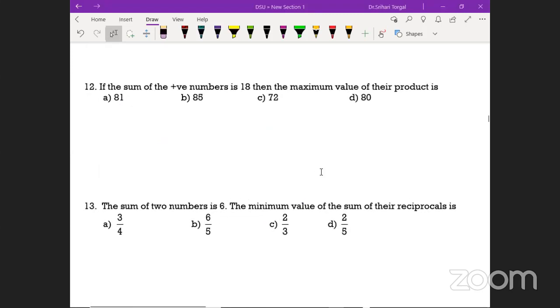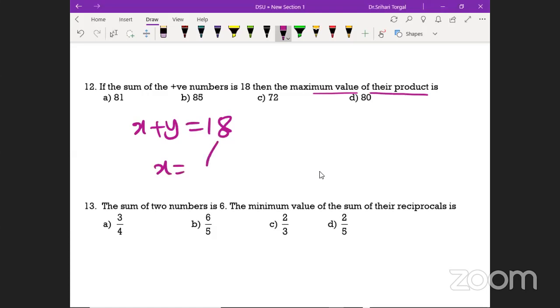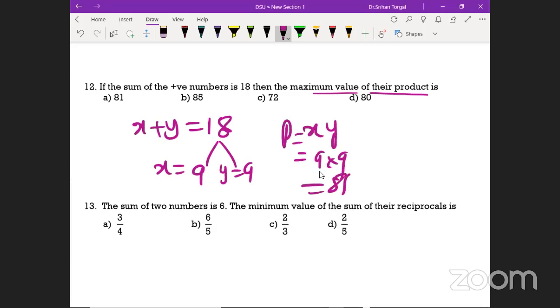If the sum of the two positive numbers is 18, you have two numbers, if you add that you will get 18, and the maximum value of their product is, just you divide it by 2. X value is 9 and Y value is also 9. What is the product? P is equal to XY. 9 nines are 81 is the answer. That's it. Very easy. Got it?